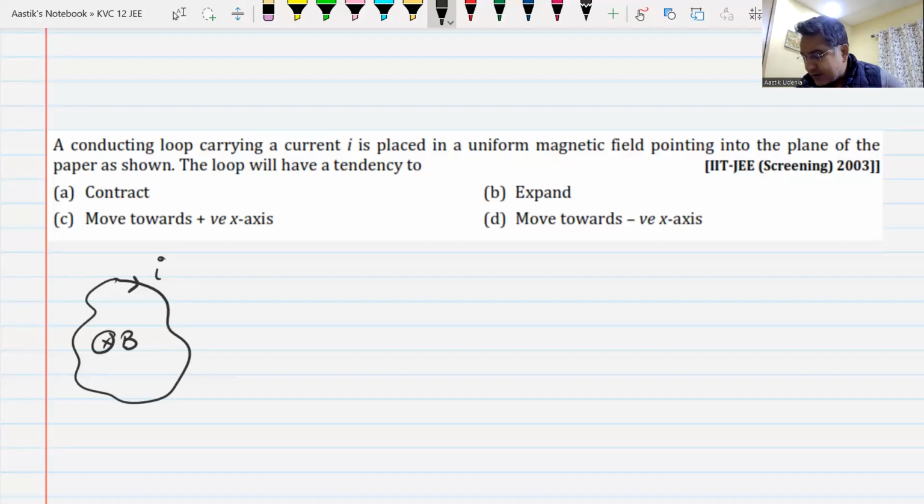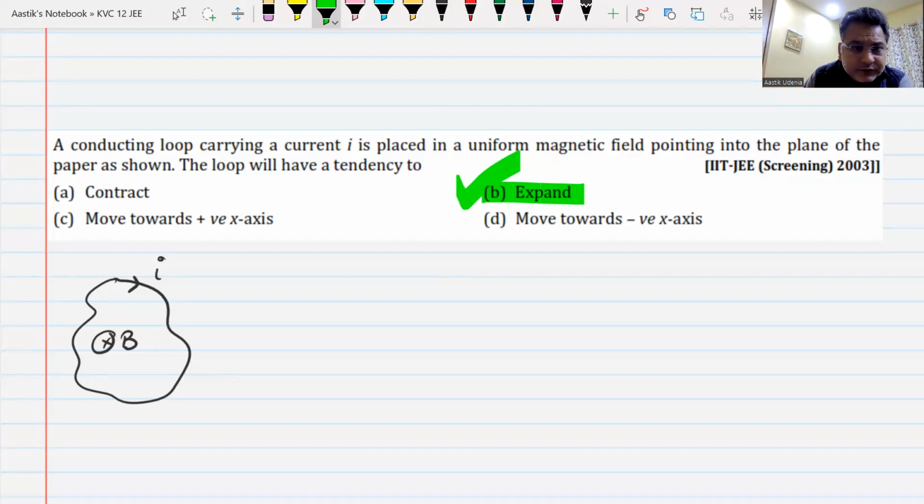Option B is correct. It will expand. I have already given this question to you in your notes. If you place any random shape loop, it will expand and form a circular loop. Do we remember that? I had also told you what will be the tension in that loop. Can anyone tell me? BIL by 2 pi. Well done.